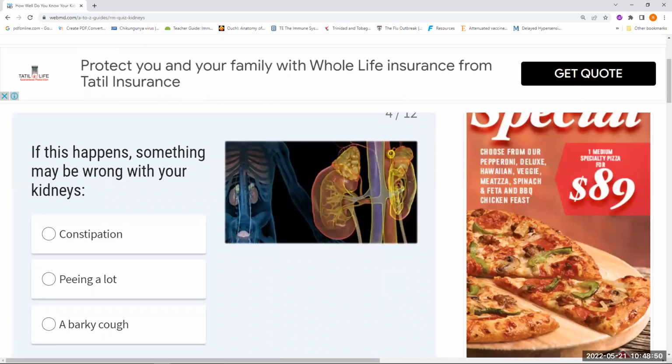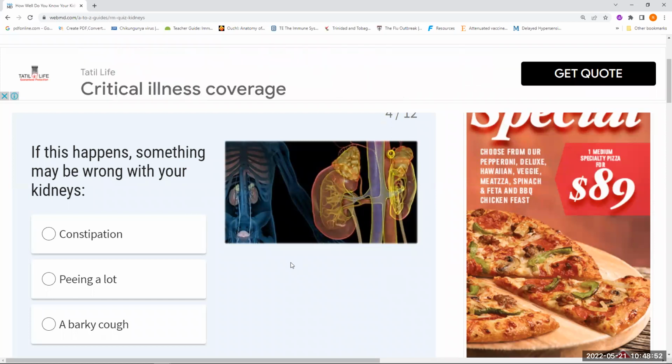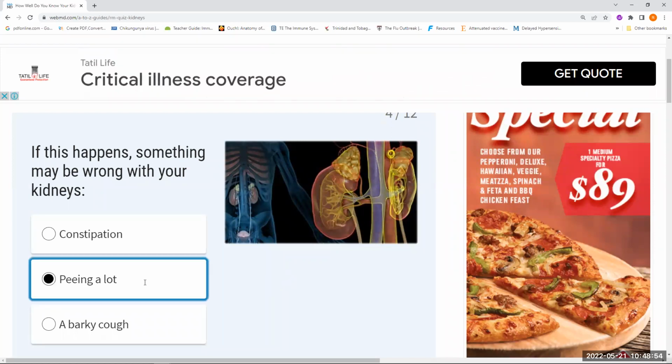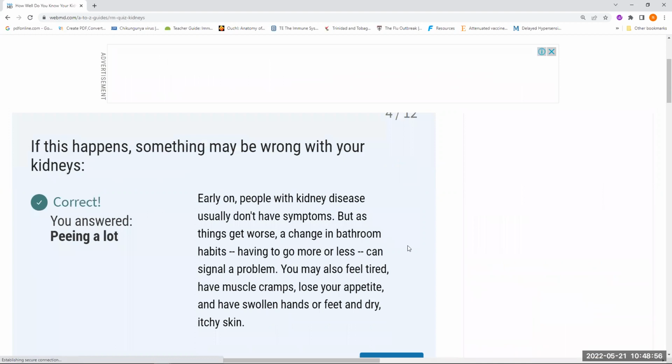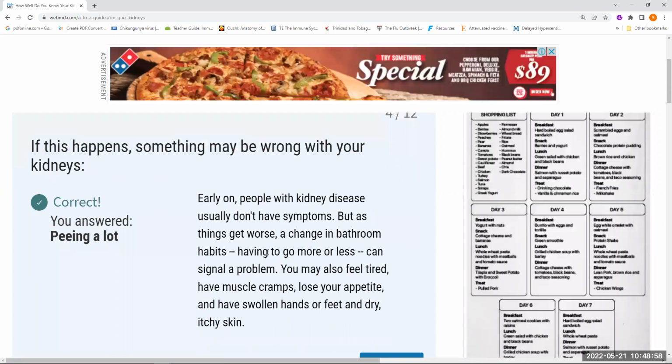Let me see. There's a hand. Amira, go ahead. Probably peeing a lot. Peeing a lot. Let's have a look. People with kidney disease, as things get worse, have changing bathroom habits. So you might feel tired and have other symptoms, lose your appetite. And peeing a lot is associated in particular with what disease, well, condition?